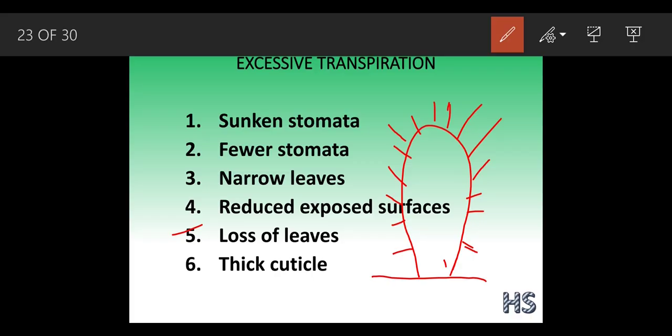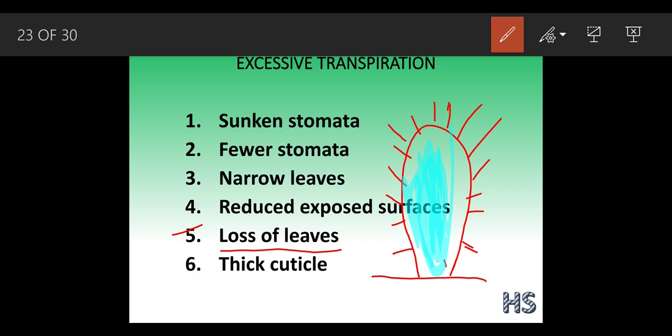See, there are no leaves. If the cactus does not have leaves, how is it going to lose water? So that is why mostly the water is stored inside the stem only. Okay, this stem region of the cactus helps to store water, because it does not have leaves, it has spines. So loss of leaf means it does not have leaves.